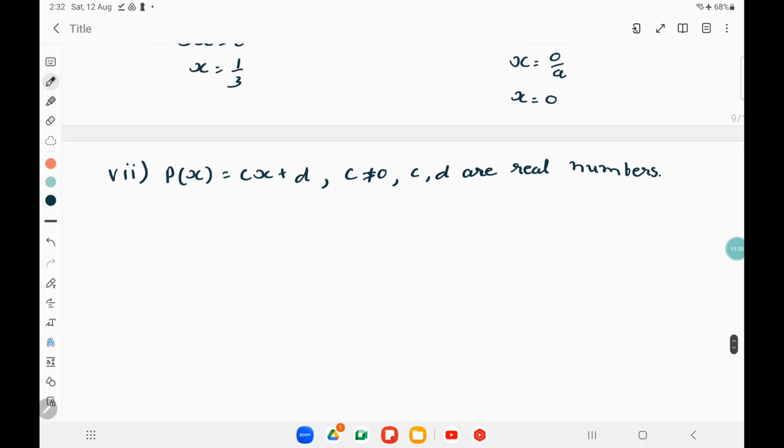Let's check the last question. So here p(x) equal to cx plus d, and here it says that c is not equal to 0, and c and d are real numbers. Okay, so cx plus d equal to 0. So cx equal to minus d and x equal to minus d over c. So minus d over c is the 0 of this given polynomial.